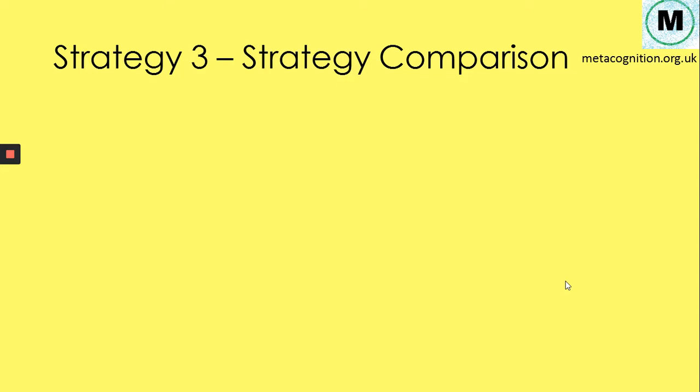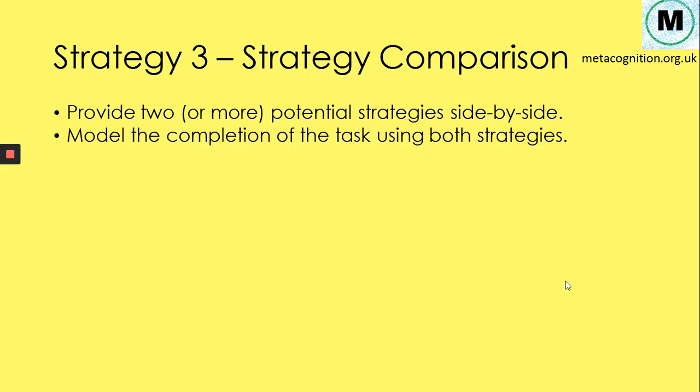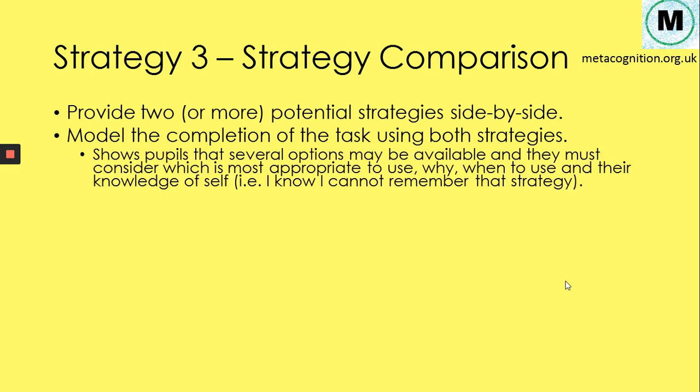Strategy 3 is strategy comparison. So the idea here is to provide 2 or more strategies and do them side by side. By providing these strategies side by side and working through task completion, you can begin to compare the strengths and weaknesses of both strategies. It shows students that there are choices available to them, and it can also highlight to students how one strategy might be more beneficial over a different strategy.